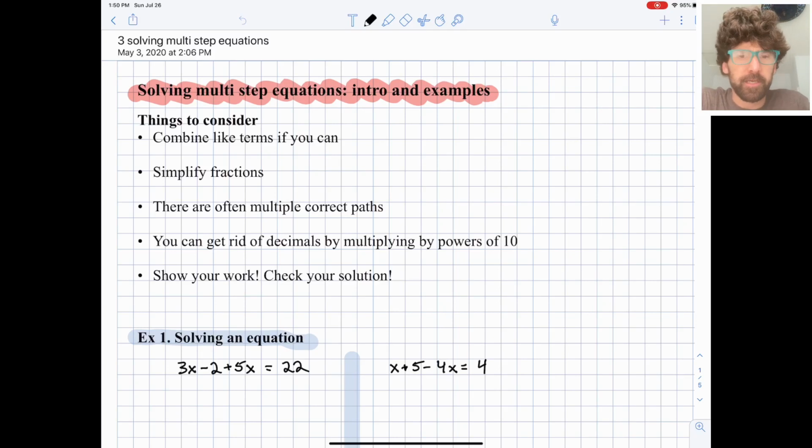All right, today we're going to continue our work with solving equations, and we're going to extend it to solving multi-step equations. And this video will have an introduction and a couple examples that I will solve with you.